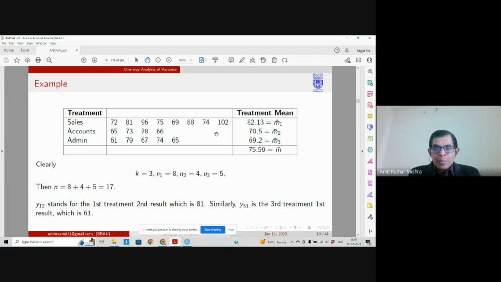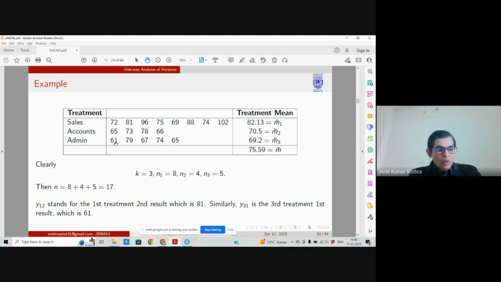Okay, so now from here, if I call it Y12, Y12 means you are focusing upon the first treatment, that means sales, and out of that the second observation, that means 81. So Y12 actually stands for 81. Similarly, if I focus upon Y31, Y31 will be the third treatment, that means admin, and the first observation, 61.